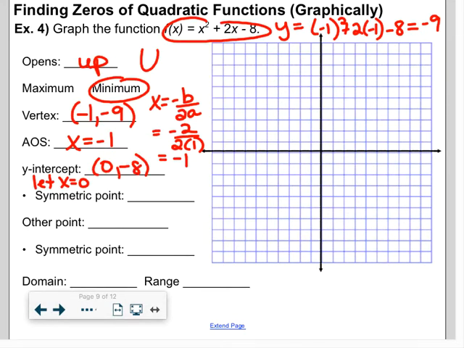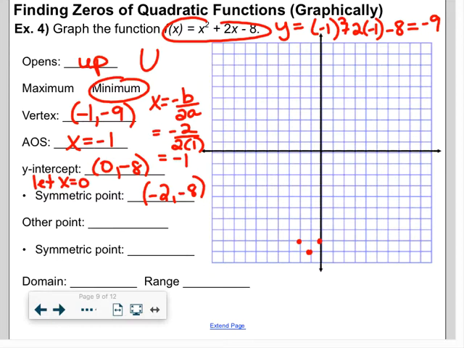So let's plot these. I go to negative 1, and down 1, 2, 3, 4, 5, 6, 7, 8, 9. So here's negative 1, negative 9. I have a y-intercept at 0, negative 8, so my symmetrical point will be negative 2, negative 8.